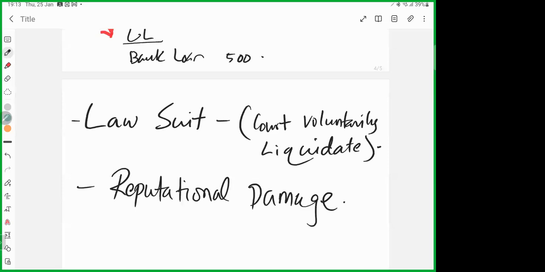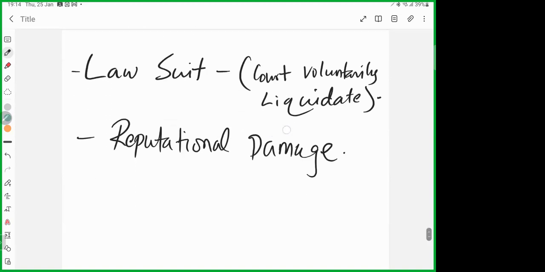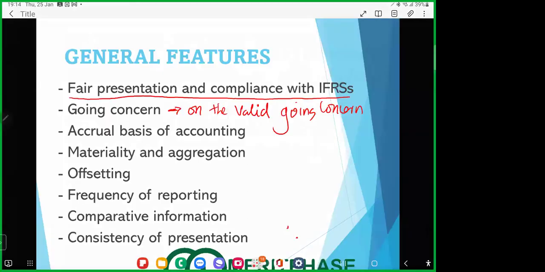Reputational damage. I think last time you gave an example, if a good brand is having bad customer service and there is a reputation problem. Yes, so we talked about the Body Shop. Another realistic example.